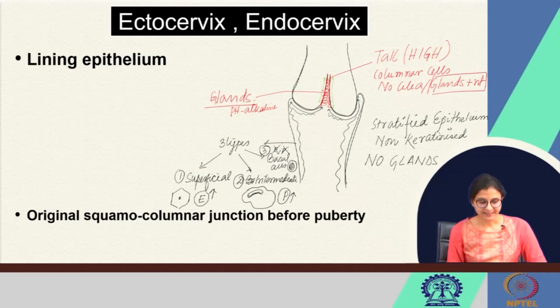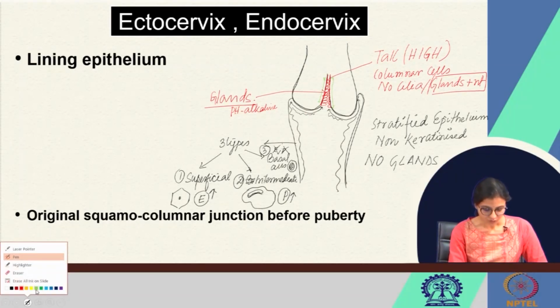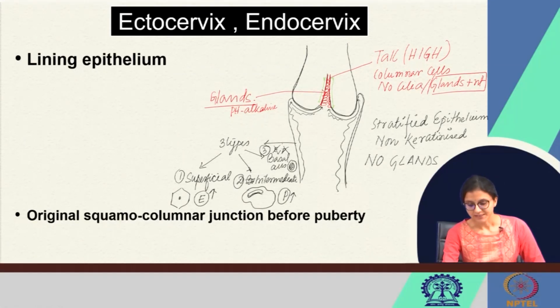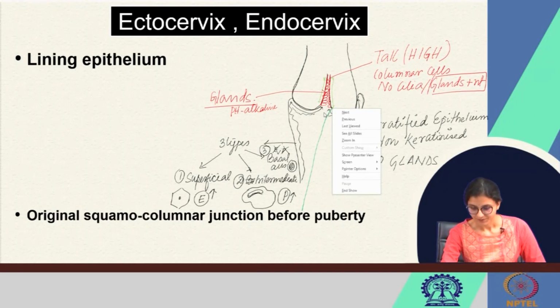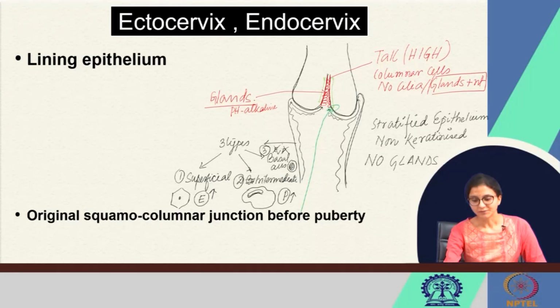Another important thing is the squamous cells below, which line the ectocervix, and above are the columnar cells, which line the endocervix. So, this point is the junction of columnar cells above and squamous cells below. So, this is called the squamo-columnar junction.